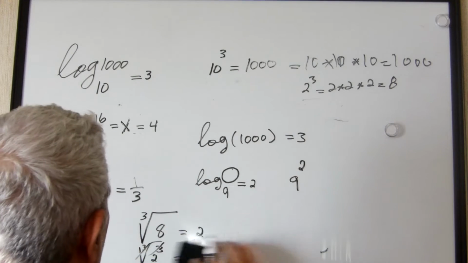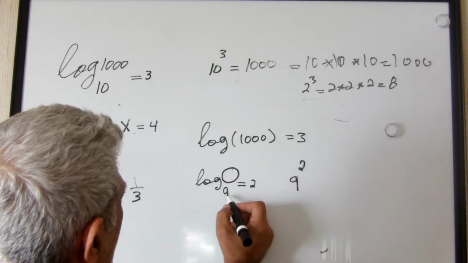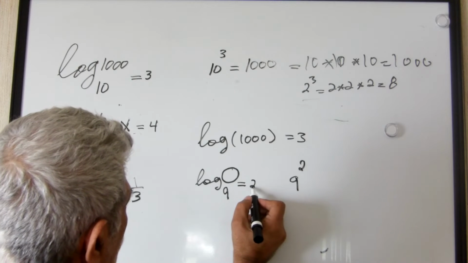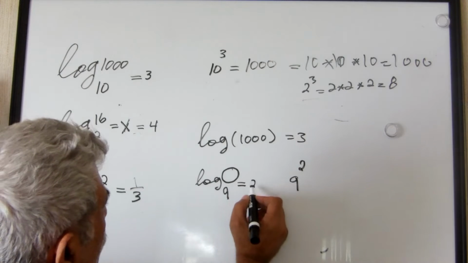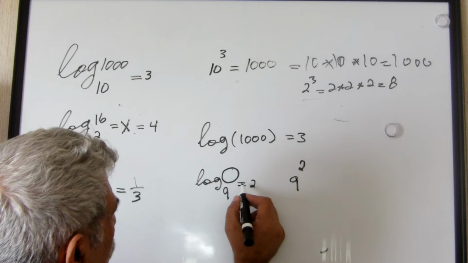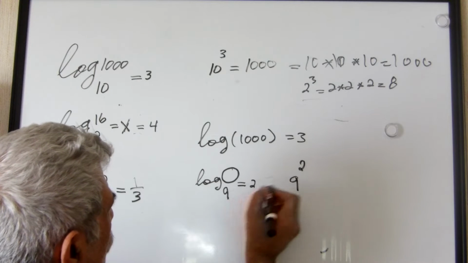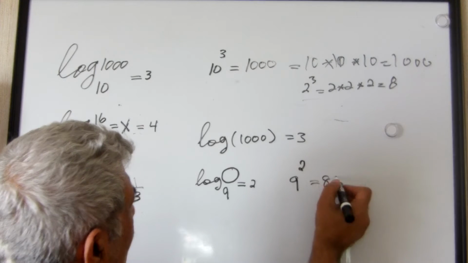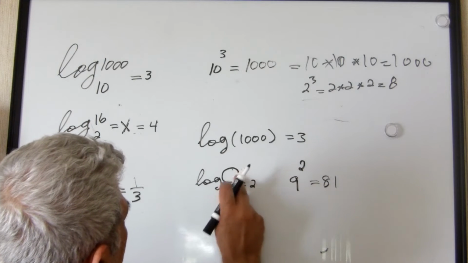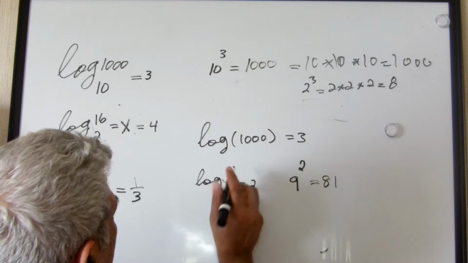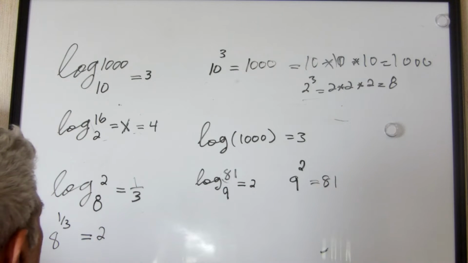Okay. Now, this question, what is going to be the result of this? Because if we raise the base to the power of the number here, after the equality, this side of the equality is 2. 9 to the power of 3 is going to be 81. 9 times 9 is going to be 81. So the answer here is going to be 81. 9 to the power of 2 is going to be 81.